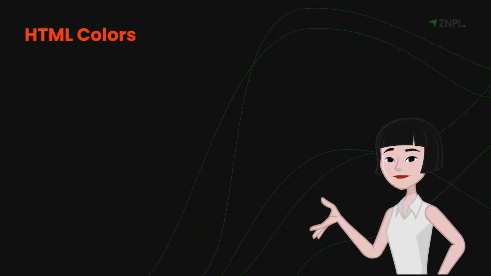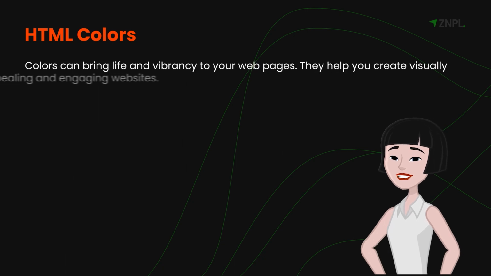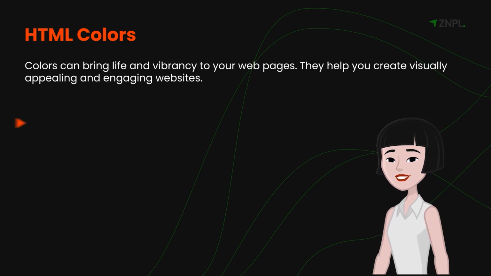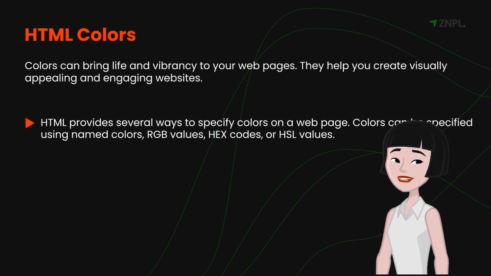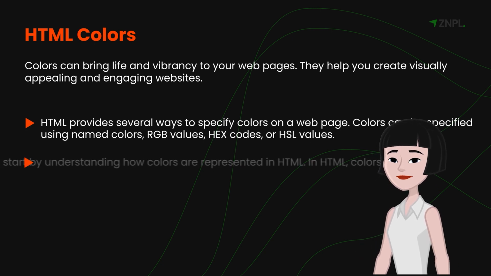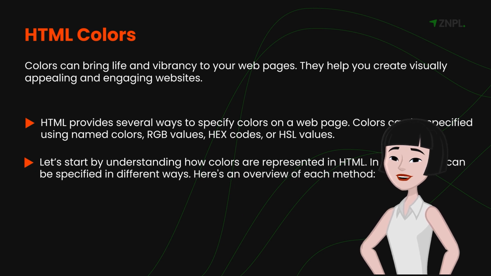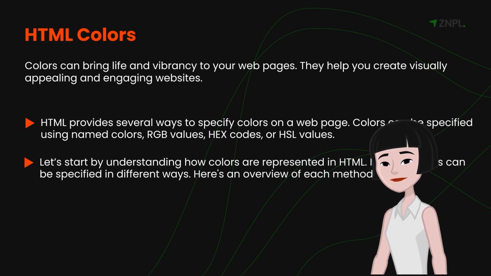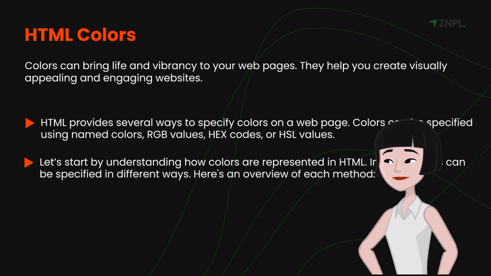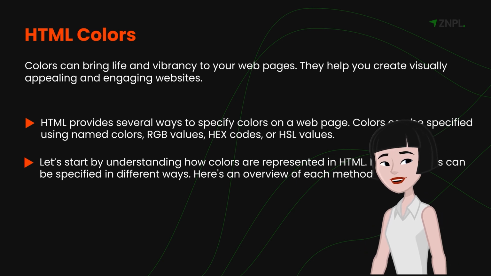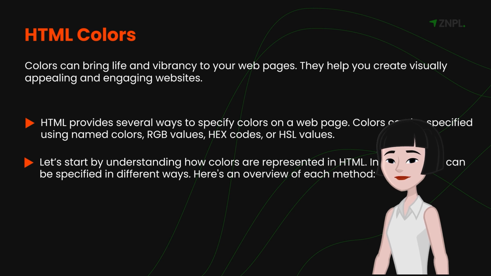What is HTML colors? Colors can bring life and vibrancy to your web pages. They help you create visually appealing and engaging websites. HTML provides several ways to specify colors on a web page. Colors can be specified using named colors, RGB values, hex codes, or HSL values.